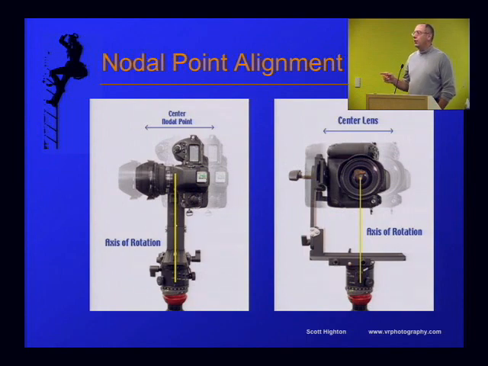To do this, you generally need to have a VR pan head. And this allows you not only to put the camera in a vertical position, but to adjust the camera's position relative to that axis of rotation, both in the forward and sideways directions.